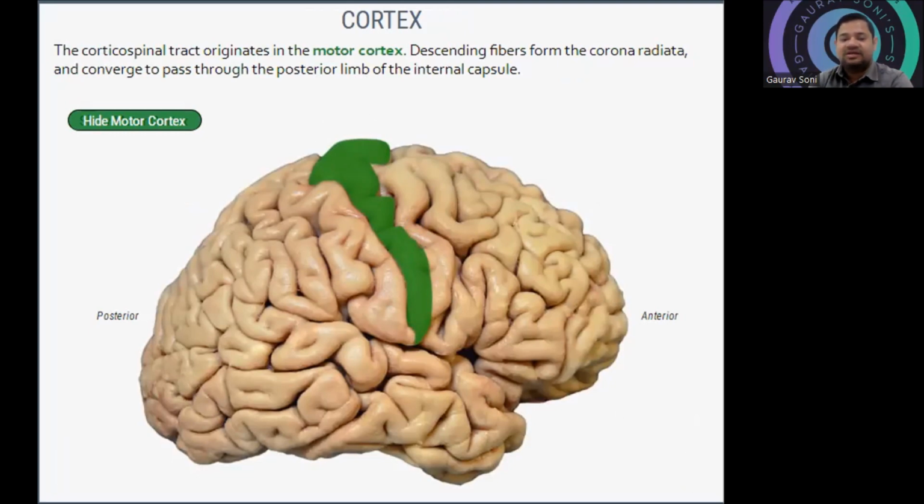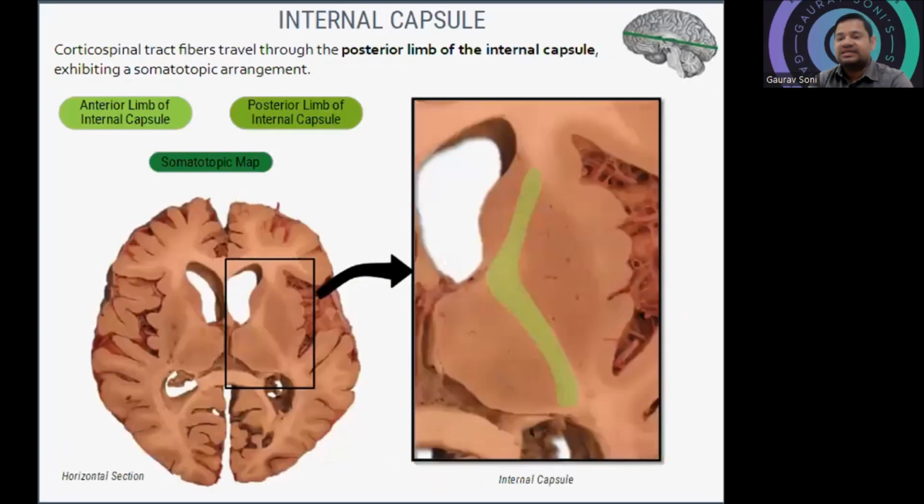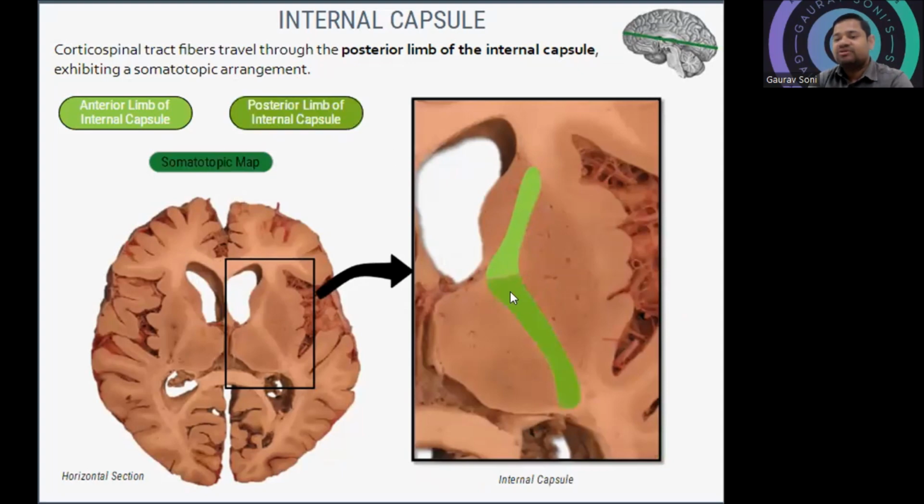cord. Now a very interesting feature, internal capsule. The corticospinal tract fiber travels through the posterior limb of the internal capsule. So you can understand there will be two limbs, anterior limb and posterior limb. So this side will be the anterior side, the anterior limb. Posterior limb will be on the posterior side. This area is called the internal capsule.